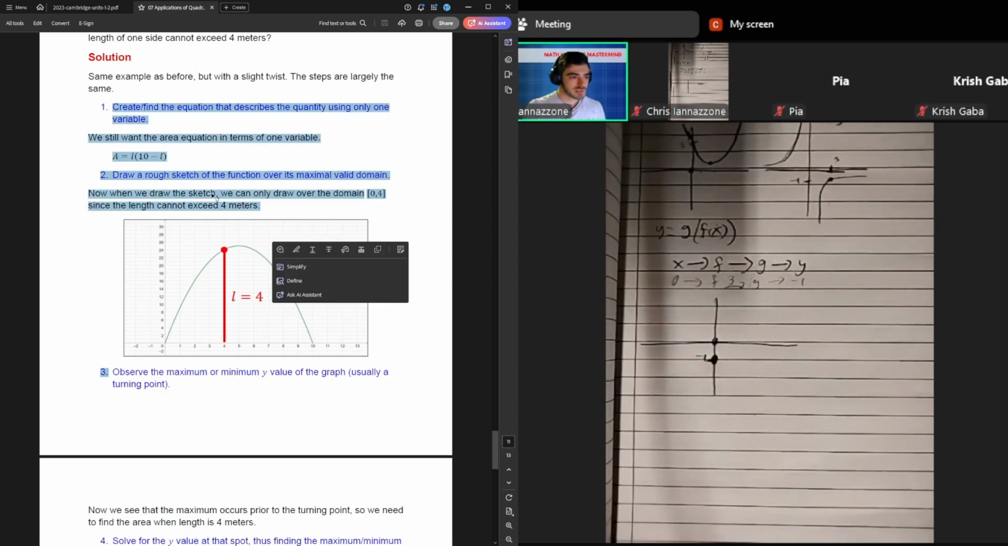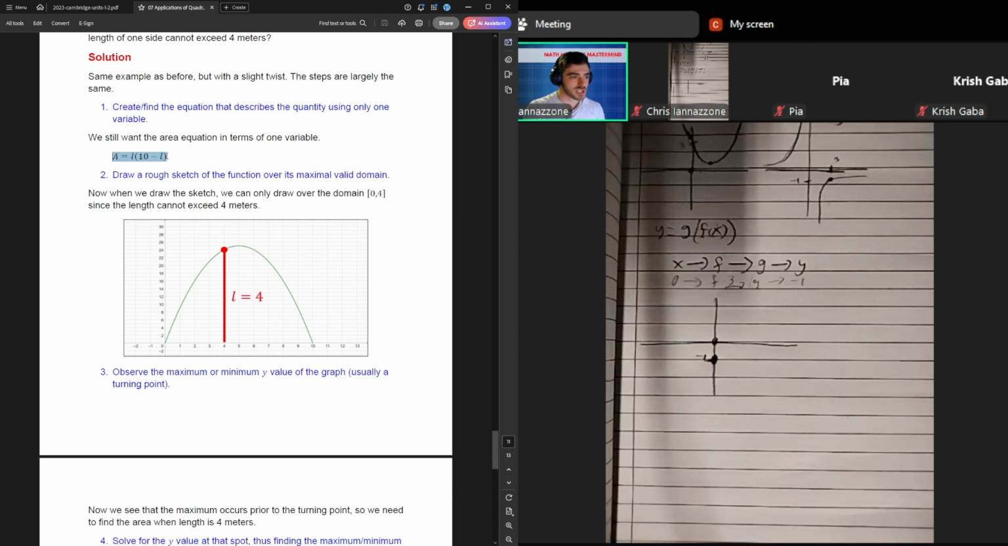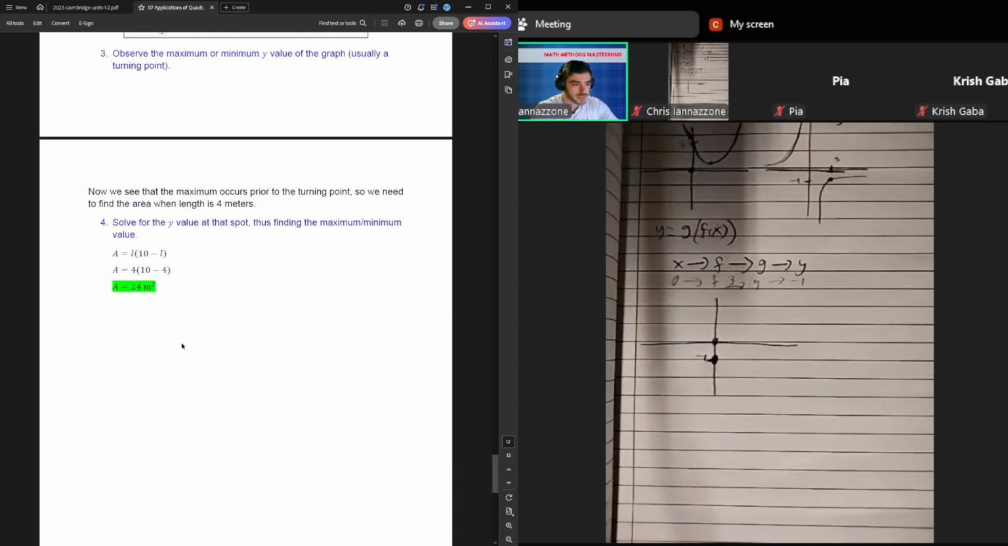Basically, follow the same steps as before, so nothing's changed up until finding our equation and drawing our graph, but now we only care about our domain from 0 to 4. Now we want to put that length on our x-axis. And so from there, if you're now only looking at this section of the graph, now this is your maximum, not this. And so all you're doing is having an L equals 4 at that spot.